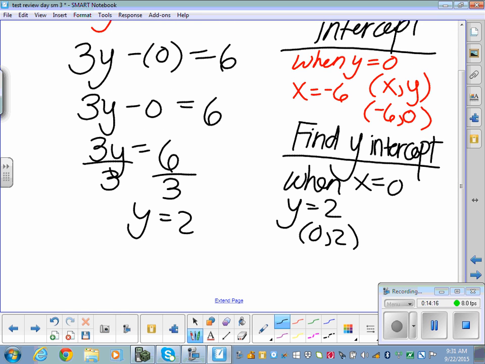So once again, guys, y-intercept, plug in when x is equal to 0. If it's the x-intercept, it's when y is equal to 0. If it's the y-intercept, it's when x is equal to 0. So it's opposite of what you think, but it is.